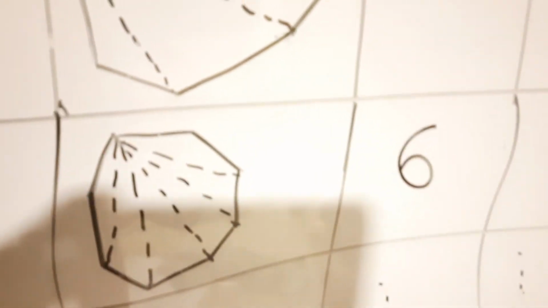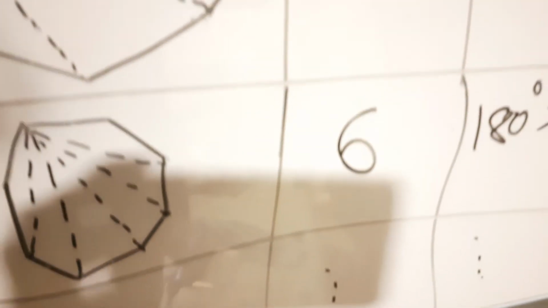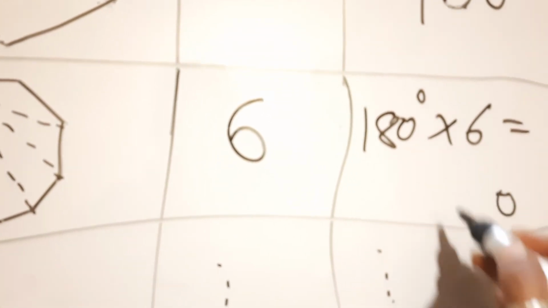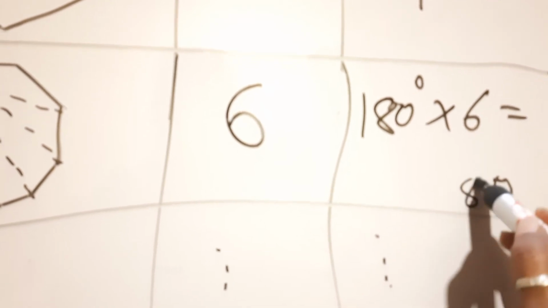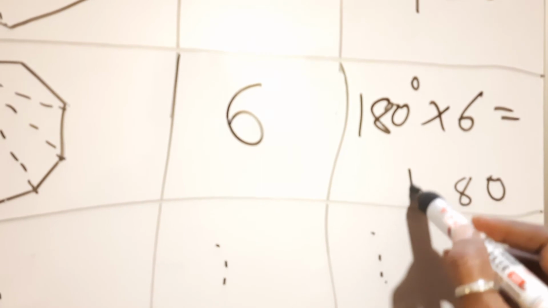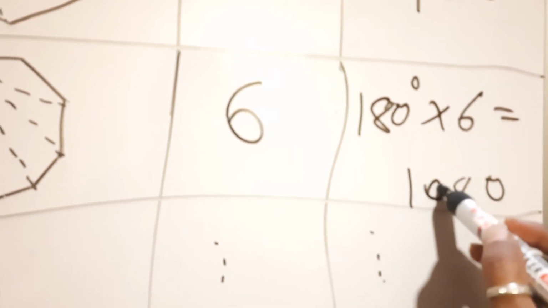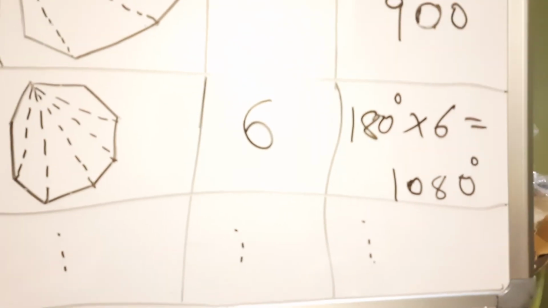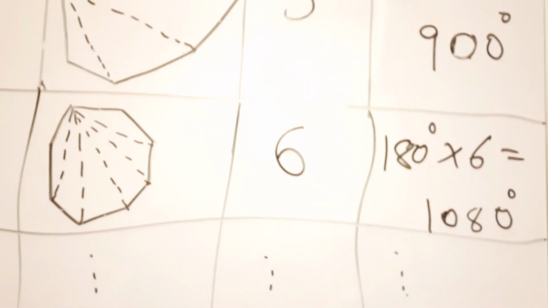So 180 degrees into 6 will be how much? 6 zeros are 0, 6 eights are 48, 4 carry, 6 ones are 6. 6 plus 4 will be 10. That is 1080 degrees. How much? 1080 degrees.